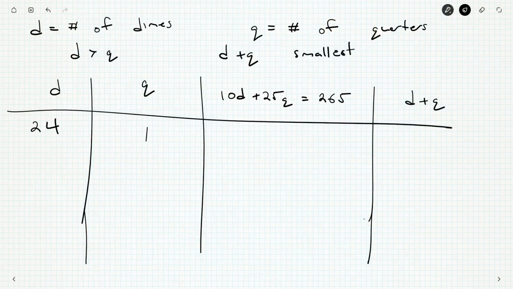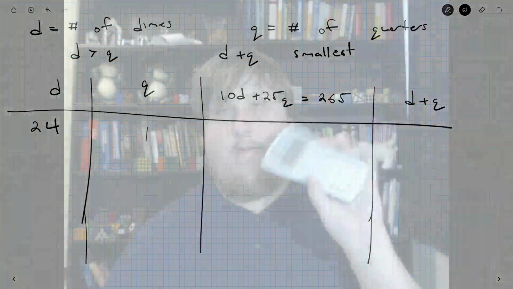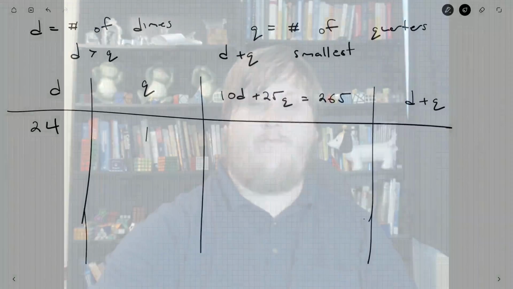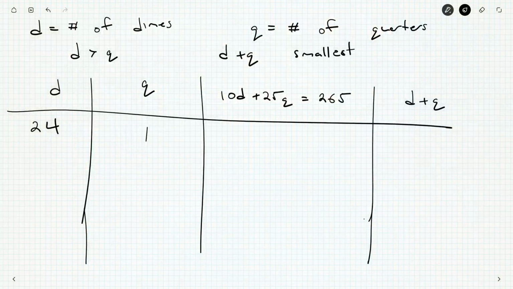Okay, 24 dimes, and this is a great time to have your calculator handy to very quickly fire these off. So, I'll even get my calculator out here. Okay, so, you just double check. 240 plus 25 times 1 is 265. Okay, great. And how many coins do we have?